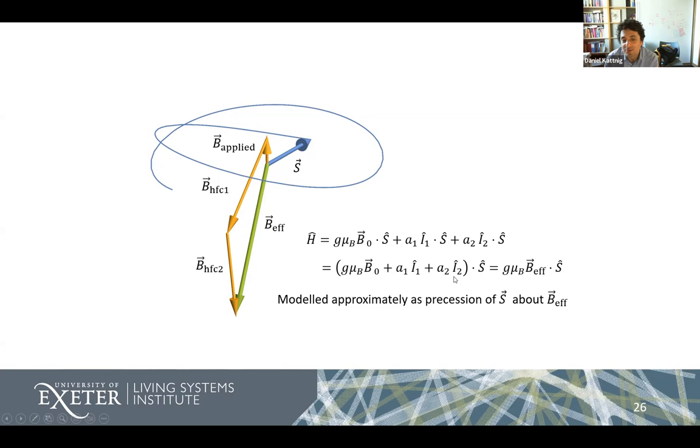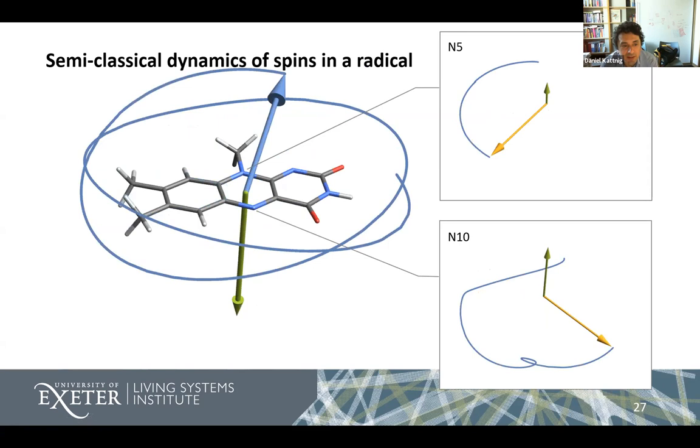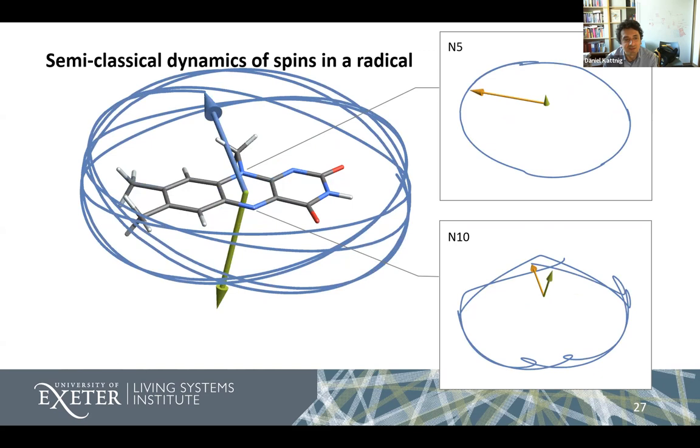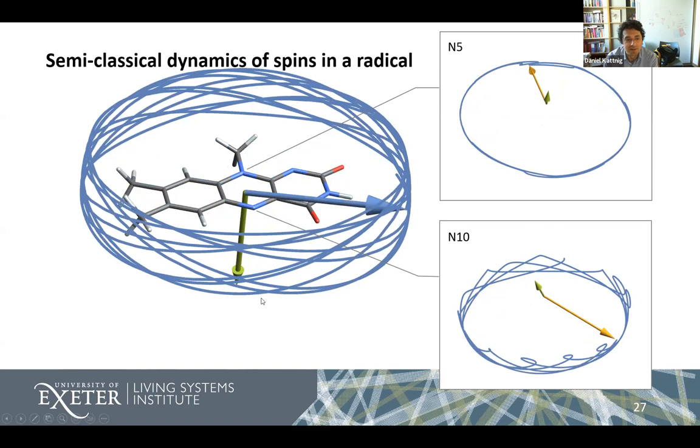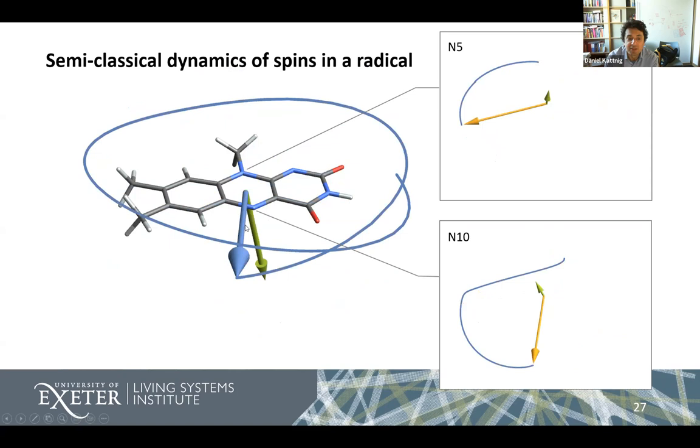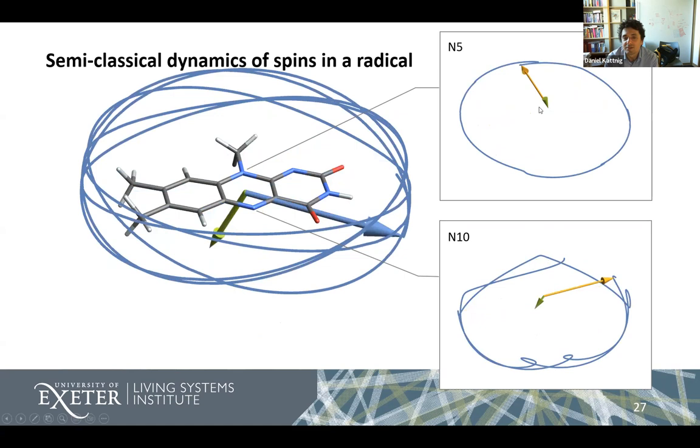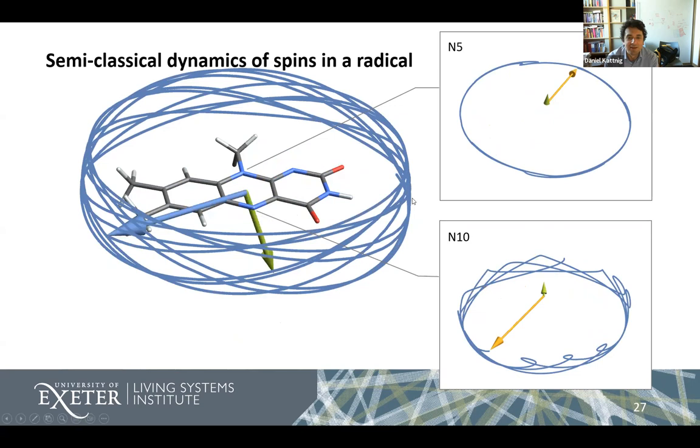All these different field contributions add up to give rise to an effective magnetic field, which is shown here as the green vector. And if we allow the spin to undergo dynamics due to this effective magnetic field, this is the picture that we see: the spin at every moment is precessing around the effective magnetic field. And this effective magnetic field results from the applied magnetic field and the magnetic field that is associated with the nuclear spins, for example, N5 and N10 nuclear spins that are located here and here.